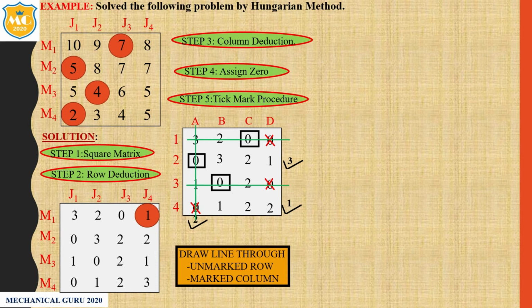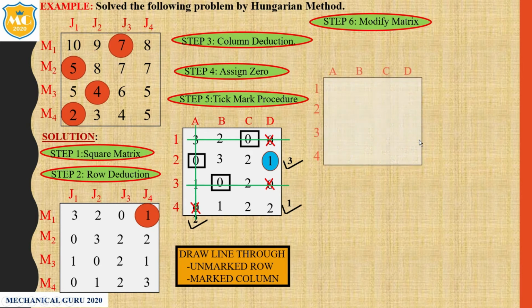Now next step, that is modify matrix. Now in a modify matrix, what we have to do? Just simple. Just identify the minimum element which is left uncovered in that reduced cost matrix or modify matrix. So here the minimum number is 1. Okay. Now deduct that value from all uncovered elements.